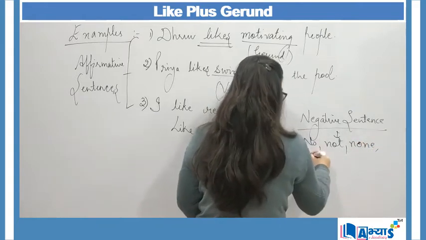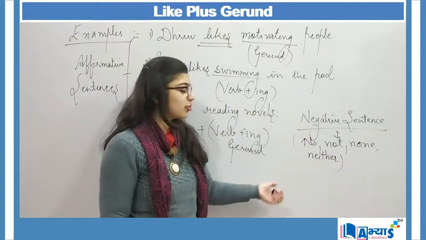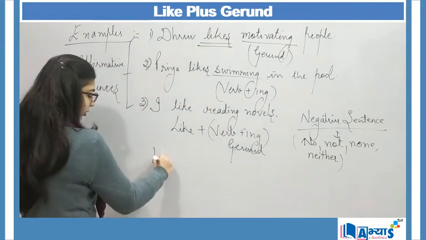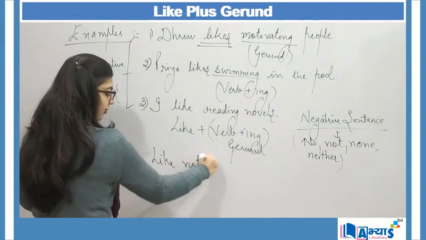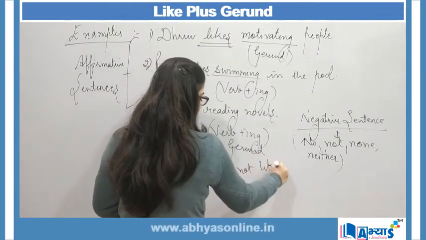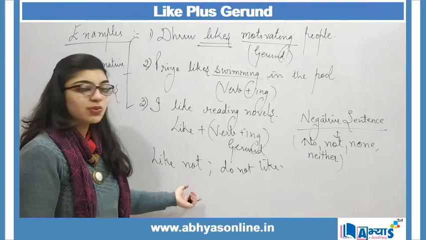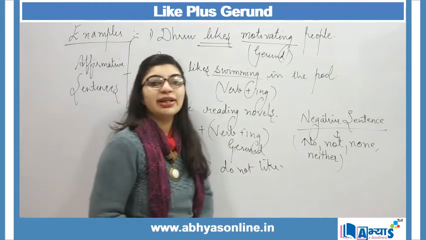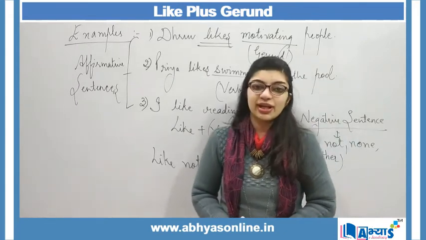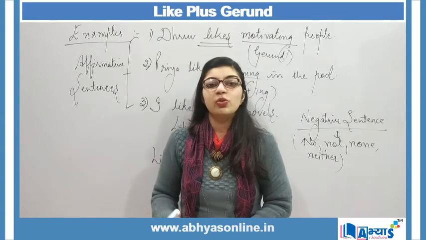none, neither. These are some of the words which form a negative sentence. So with "like", when I say not, or I say do not like, in this case, when I am using a sentence with these words, then I will form a negative sentence. So now let us take a look at those sentences which provide a negative formation using the word "like".